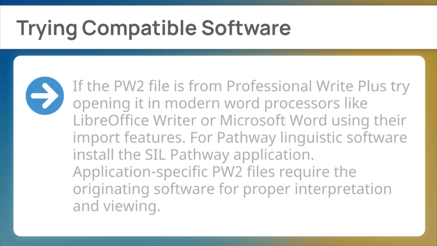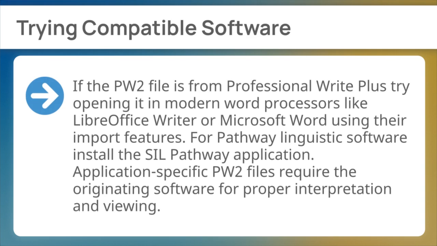Next, trying compatible software. If the PW2 file is from Professional Write Plus, try opening it in modern word processors like LibreOffice Writer or Microsoft Word using their import features. For Pathway linguistic software, install the SIL Pathway application. Application-specific PW2 files require the originating software for proper interpretation and viewing.